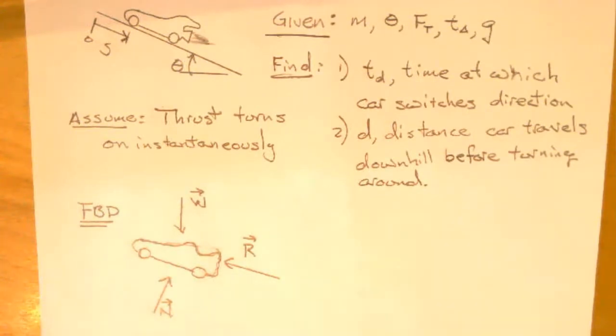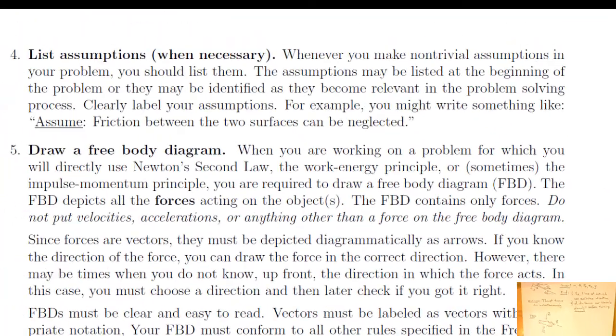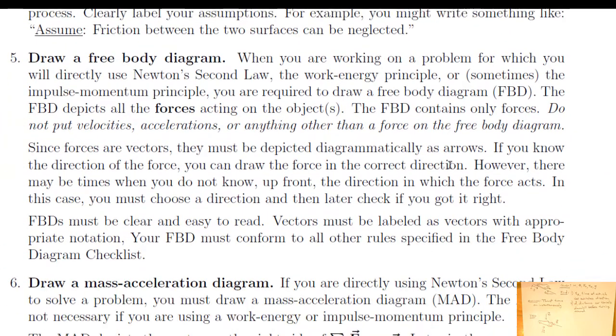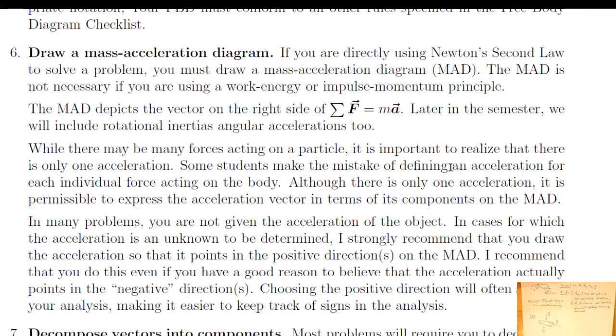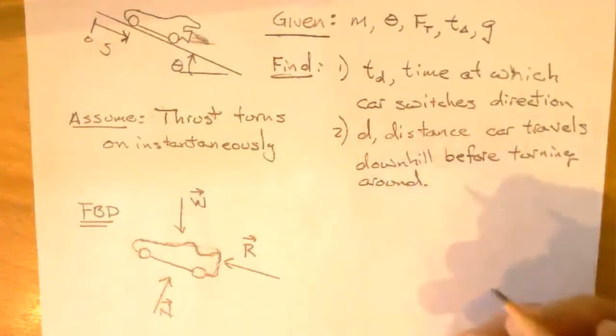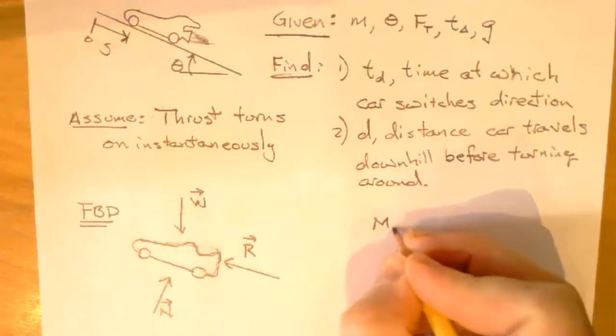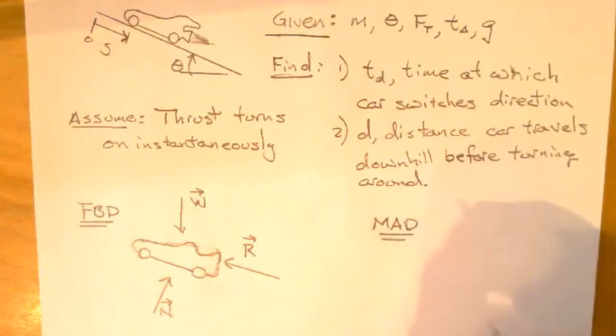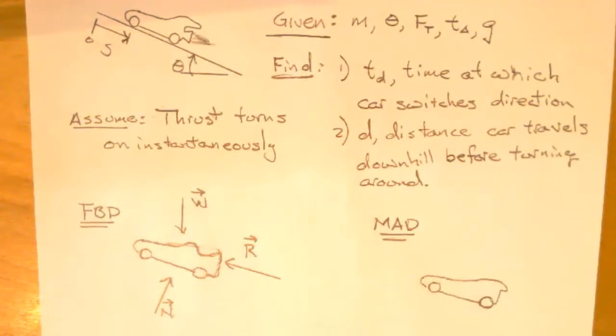If we look at our problem-solving checklist again, move up to item number 6, that says draw the mass acceleration diagram. Mass acceleration diagram is something I usually abbreviate MAD, like so. Again, it's a diagram of the car. So I'll draw a picture of the car again. For some reason this picture of the car looks a little bit different than the other car, but that's okay. It's the same body. And let's think about acceleration.